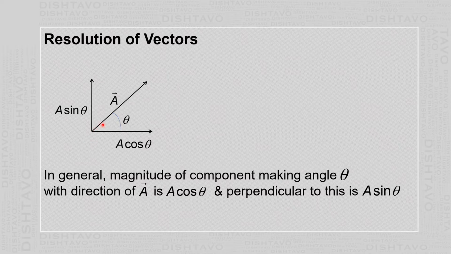Now, suppose you are given a vector A, then its component making angle theta with its direction has a magnitude A cos theta. The component perpendicular to this has a magnitude A sin theta.